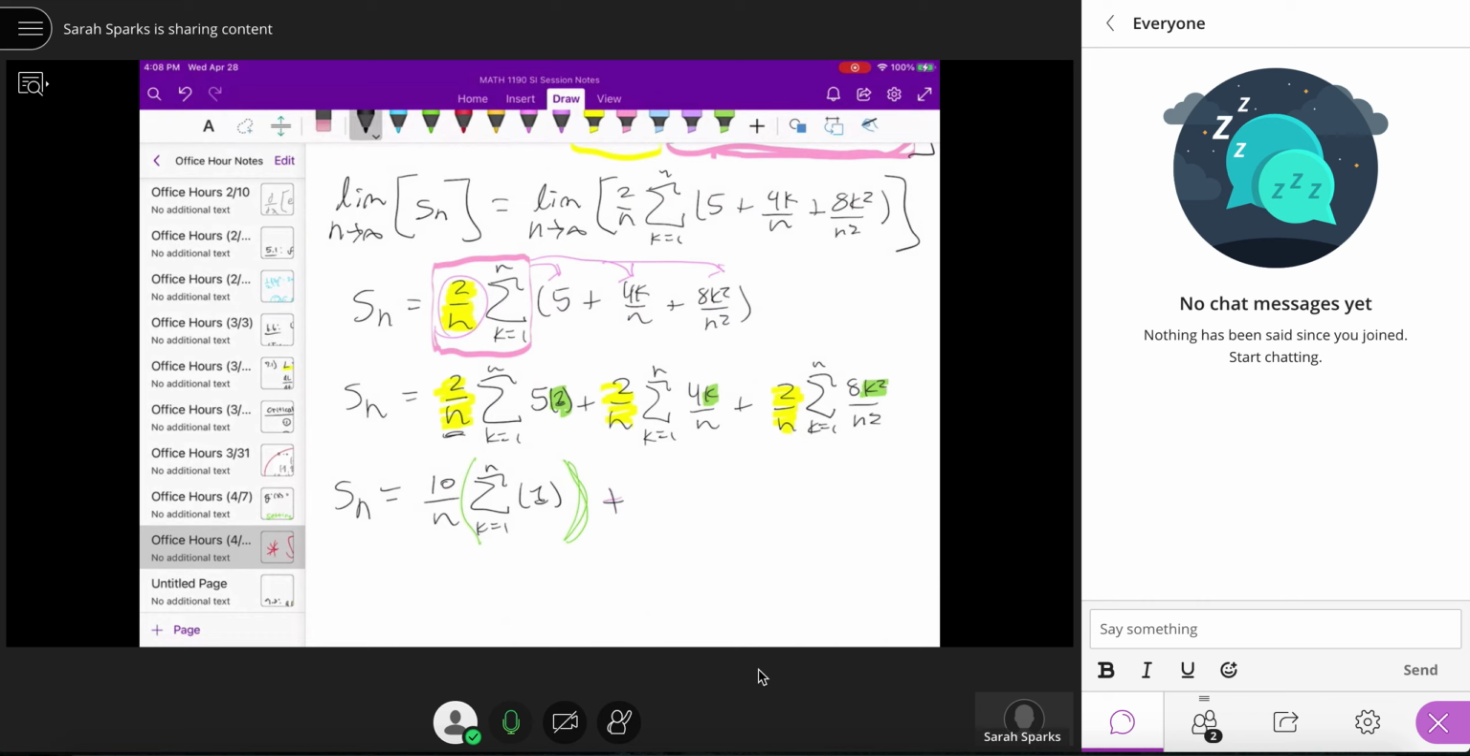Plus, and then factoring out that 4 divided by n, multiplying it by the 2 over n, we get 8 over n squared times the summation of k, and then plus, we're going to factor out that 8 over n squared. So 8 times 2 is 16. n squared times n is n cubed. And we're just left with a k squared on the inside.